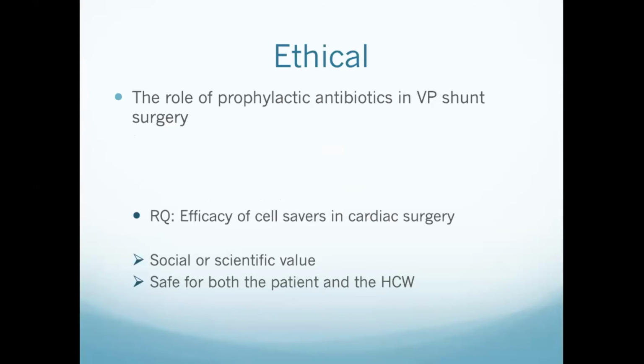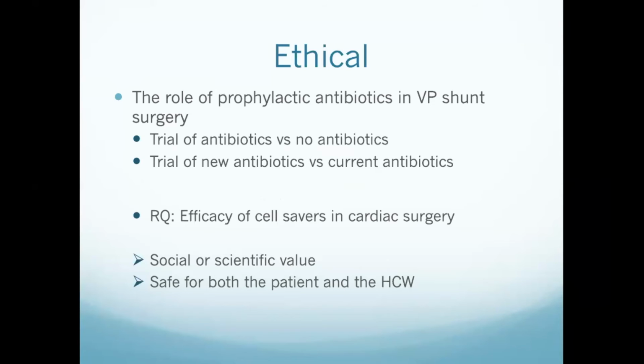So the role of a prophylactic antibiotic in VP shunt surgery. It is really unethical for us to try to assess the value of antibiotics in VP shunt surgery when it's been a long established tradition that antibiotics actually reduce infection. It is not possible for you to do a study like this. If you want to do a trial of antibiotics versus no antibiotics, that's unethical. But if you want to do a trial of new antibiotics versus current antibiotics, that may be doable, right?